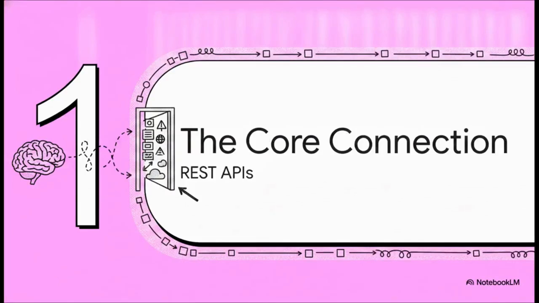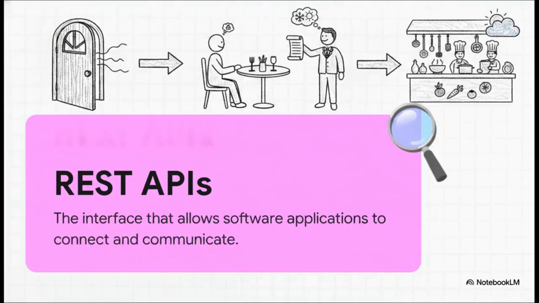So starting off with Section 1, the core connection, because every great AI agent needs a reliable way to reach the outside world. That door to the outside world is called a REST API, or Application Programming Interface. Simply put, it's the interface that allows different software applications to connect and communicate.